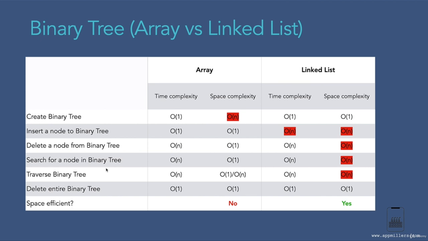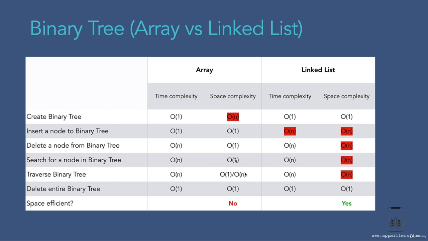Now when it comes to searching for a node in a binary tree, in case of array it takes O(n) time complexity because in this case we are using level order traversal to find a node. So we are visiting all nodes of the binary tree and checking if this is the node that we are looking for or not. So in this case, in the worst case, if we cannot find the node in the binary tree, it will take O(n) time complexity.